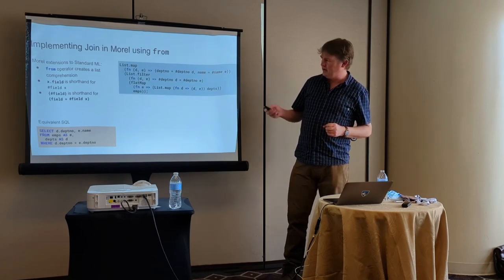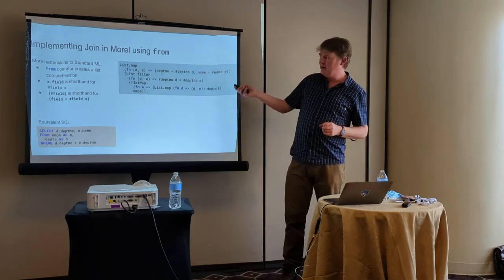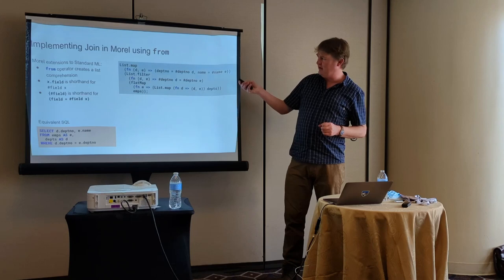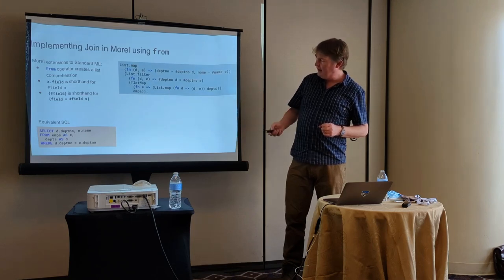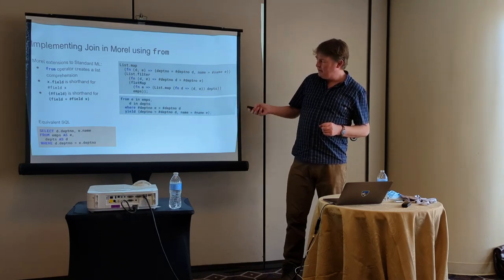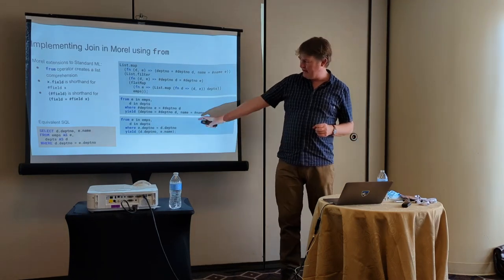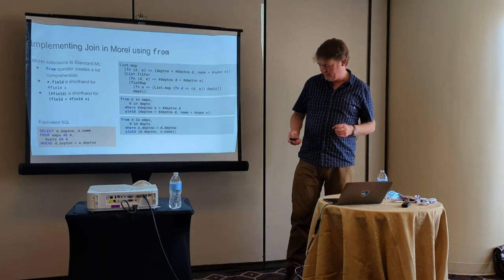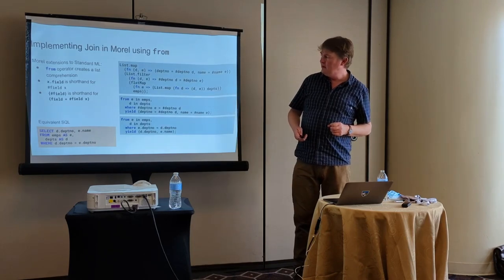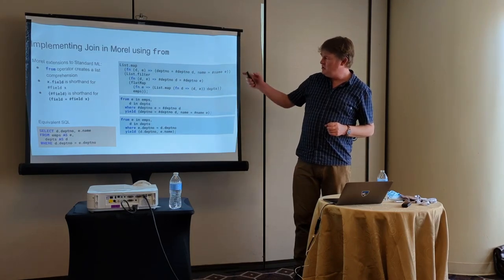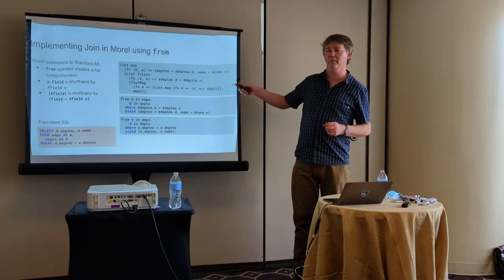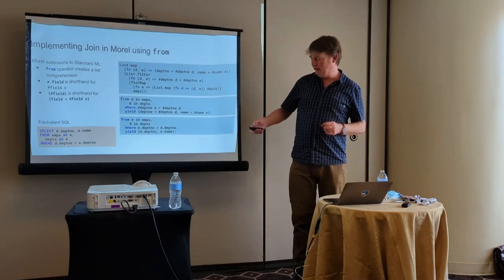I'm not going to go into this; this is how you'd write a join in standard ML. I'm not going to go into it. It's horrible. But here it is translated into Morel, and then with the additional syntactic sugar, it ends up looking very much like SQL. So as you can see, you can do relational programming in ML if you want to. Morel makes it possible.